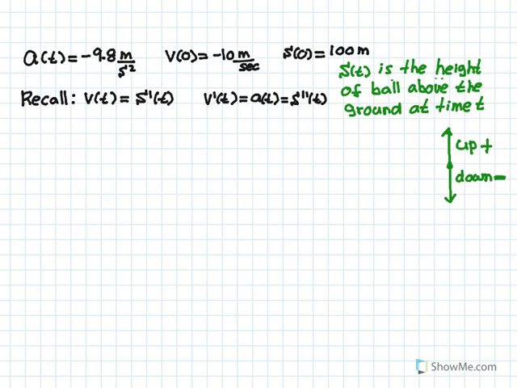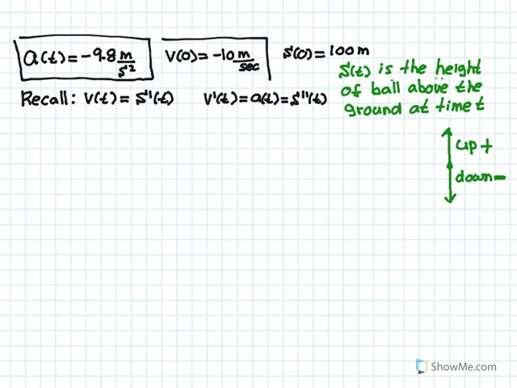Alright, we know the acceleration is negative 9.8 meters per second squared. That's due to the force of gravity. The initial velocity is minus 10 meters per second because we're throwing the ball downwards. And the height of the cliff is 100 meters. That's the initial height of the ball.